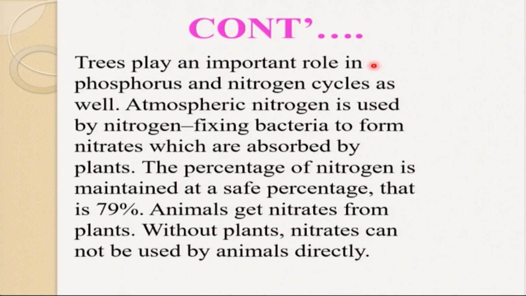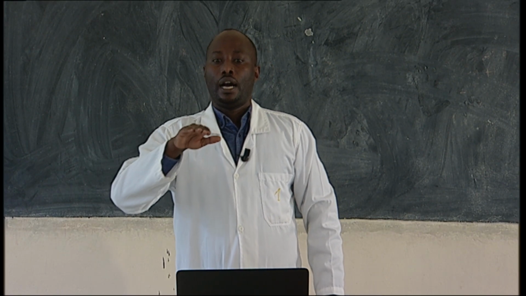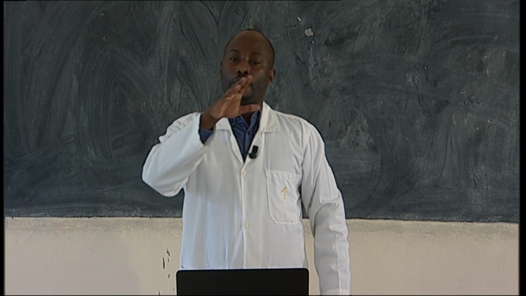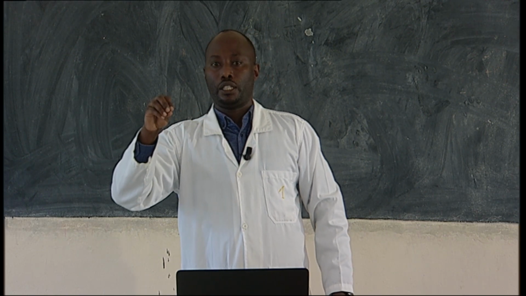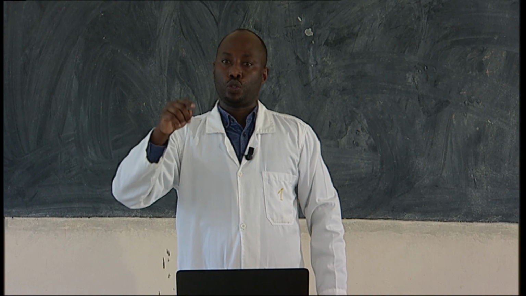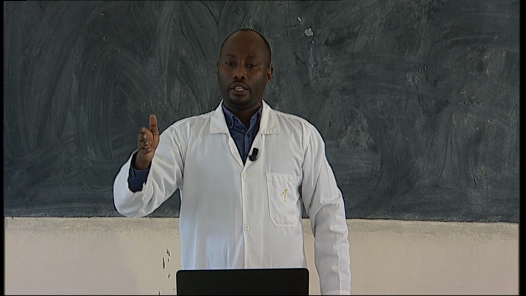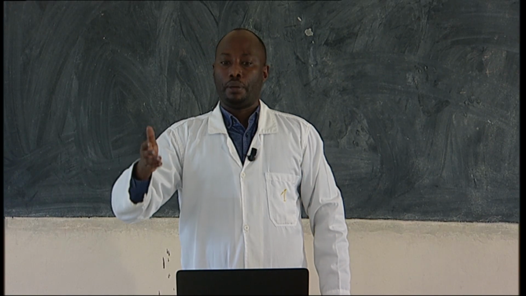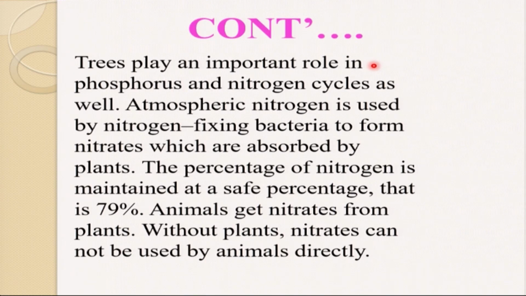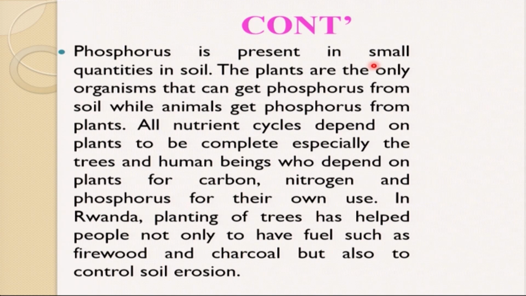So it means that all these, phosphorus and nitrogen, have to be kept at a safe percentage. That is to say, carbon dioxide must be at a safe percentage in the atmosphere, 0.03%. And then nitrogen must be at 79%. Animals get nutrients from plants. Without plants, nitrates cannot be used by animals directly. We cannot get nitrogen directly from the atmosphere. So it must be absorbed by the plants, and hence it is used by ourselves.